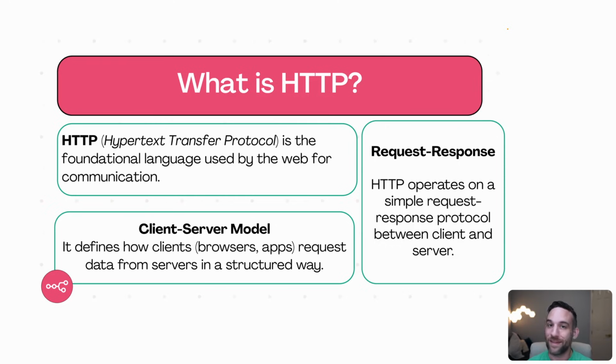So they go by what's called a client server model. So this defines how the clients, so if you think about when you go to Google, we want to request Google's webpage. Well, there's a server that's going to send us back everything so that we can see Google's website and then we can start searching. And so this defines how clients request data from servers, and it's just in a certain structure, which is like a protocol. In the request response, okay, so this is just how HTTP operates on a simple request response protocol between the client and the server.